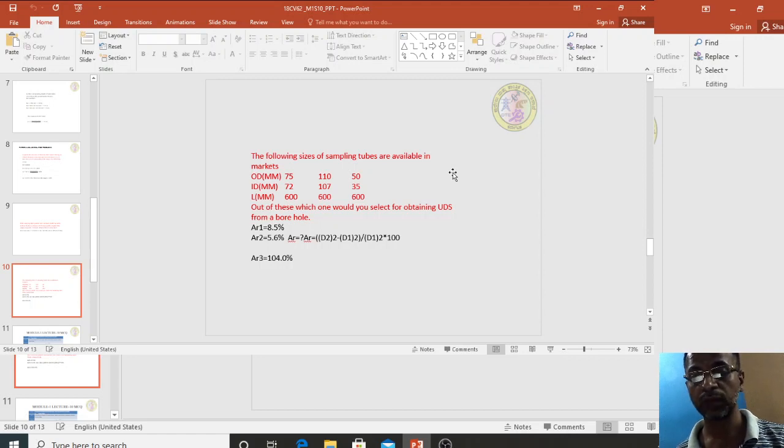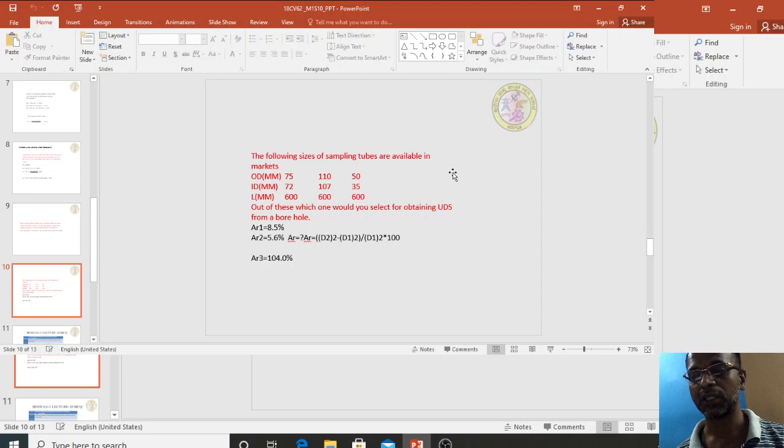If you carefully examine these results, any sample whose area ratio is less than 10, we call it an undisturbed sample if collected through that sampler tube. Here the question is, which one is the more undisturbed sample? Area ratio 1 is 8.5%, less than 10%. Area ratio 2 is 5.6%, which is also less than 10%. Among these two, which one is the more undisturbed sample?